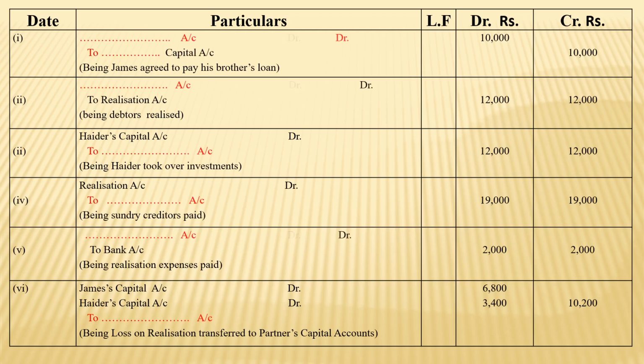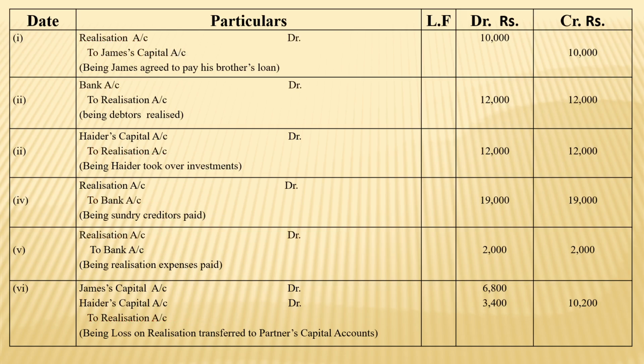Now next one, payment of creditors, paid in cash taken from the business or partnership firm. It will be realization account debit to cash or bank account. That is an outflow of cash. Whenever there is an outflow of cash, bank or cash will be credit and realization will be debit. So realization account debit to bank account, payment of creditors.